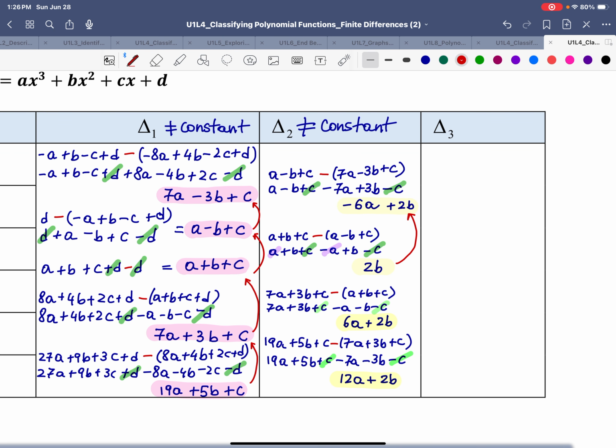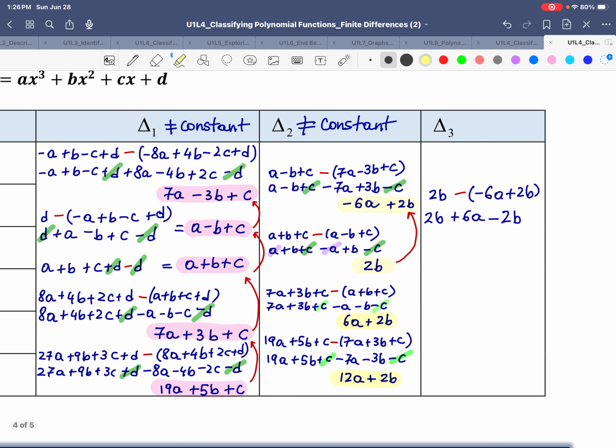So we have 2b, subtract the previous difference, which is negative 6a plus 2b. So 2b minus negative 6a is positive 6a, minus positive 2b is minus 2b. So as you can see now, it's time for b to go, and b is quietly leaving the expression. We have 6a as the difference between these two second differences. Let's continue with the next set.